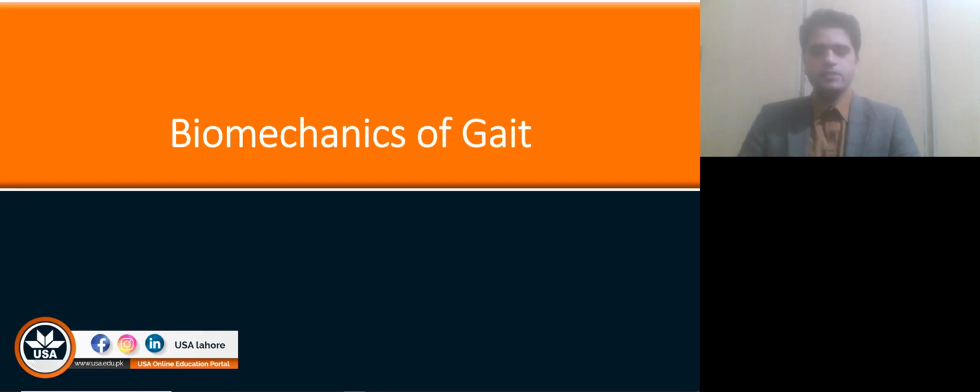Now, this fundamental task has been the subject of study for a long time. Gait analysis and gait training is an important factor for understanding human locomotion. Biomechanics of gait needs to be broadly understood by both the clinicians and the researchers alike. So, for this reason, gait has an important role in understanding the overall function of the human body.